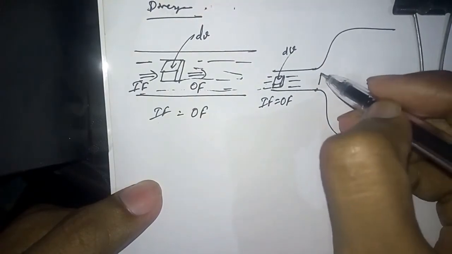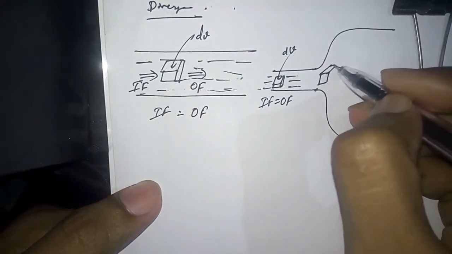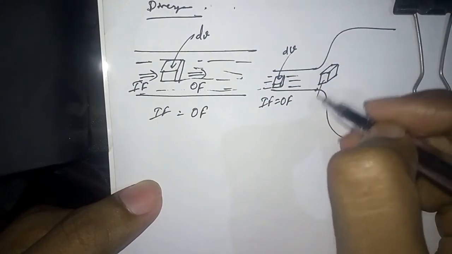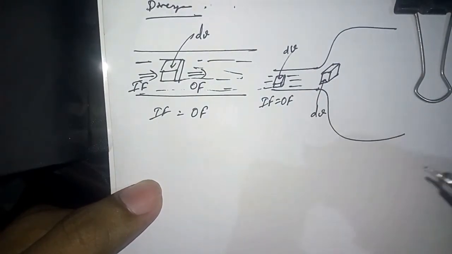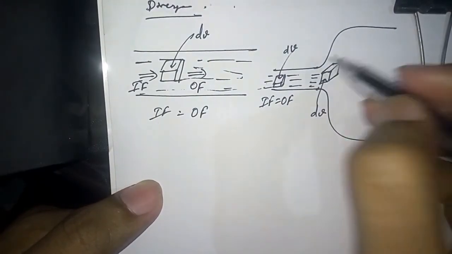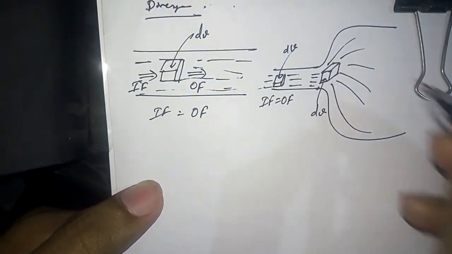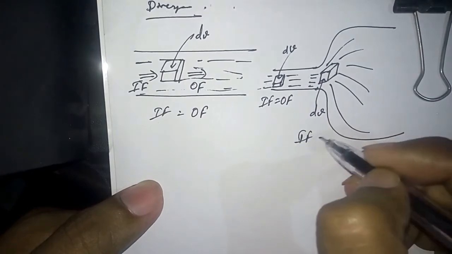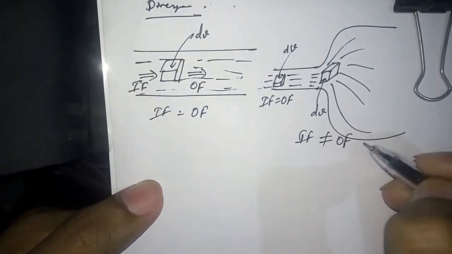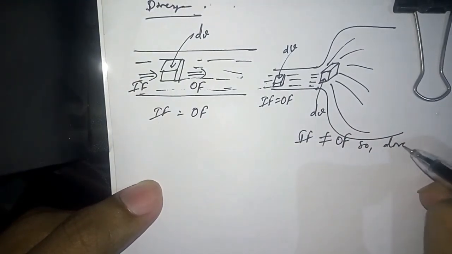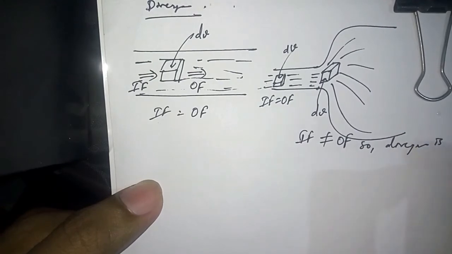But if we take the same volume dV here, then the inflow is like this and the outflow is more than the inflow, so inflow is not equal to outflow, so divergence is there.